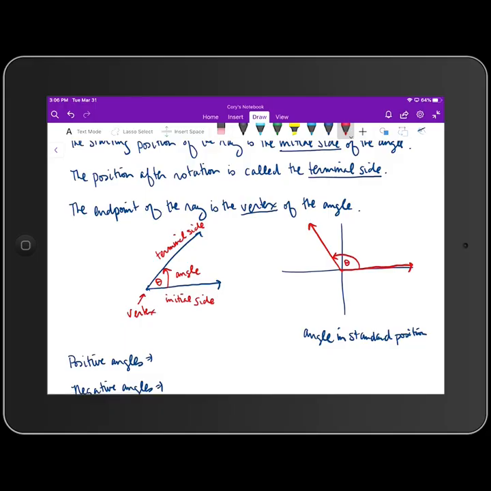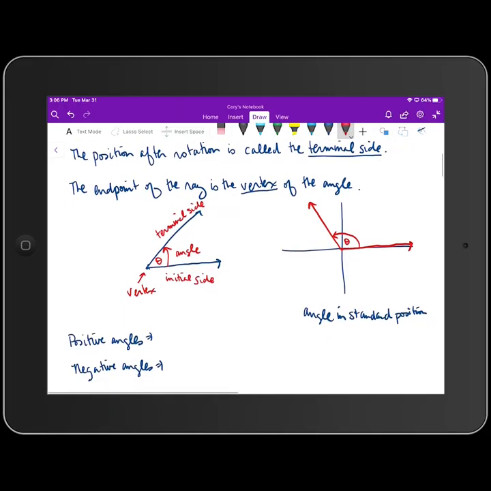Our angle measure theta is going to be that entire angle there. As I mentioned earlier, the direction in which we rotate tells us whether we have a positive angle measure or a negative angle measure. Positive angles correspond to a counterclockwise rotation, and negative angles correspond to a clockwise rotation.